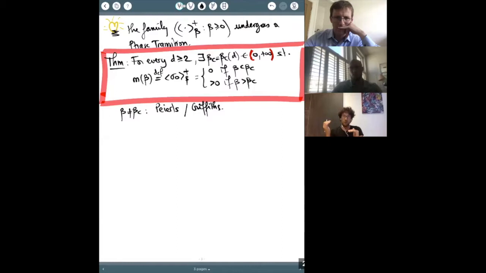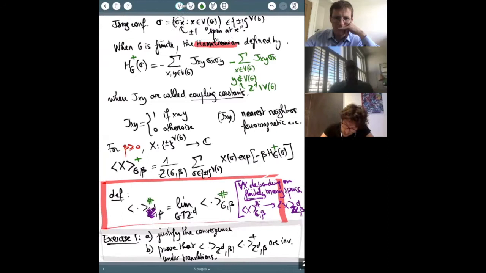Okay, let me tell you a little bit. You see, if you define beta c like that, it doesn't tell you what happens at criticality, at beta c. Sigma zero is the spin at zero. So you see here, sigma x is the spin at x. So zero being a vertex of Z^d, sigma zero is just the spin at zero, okay?